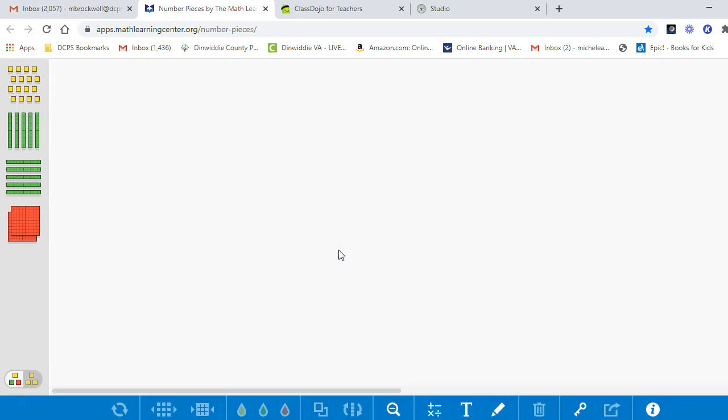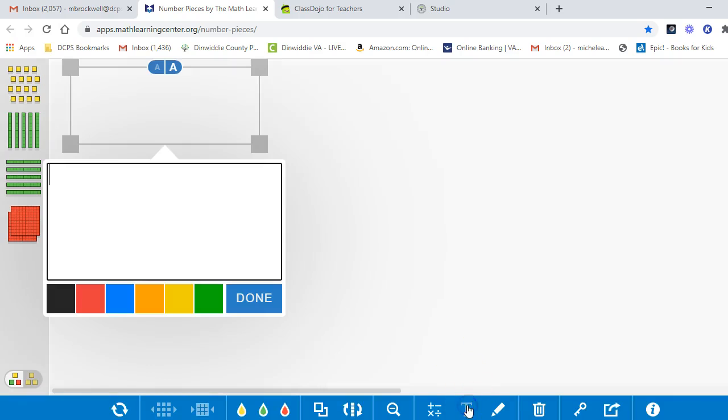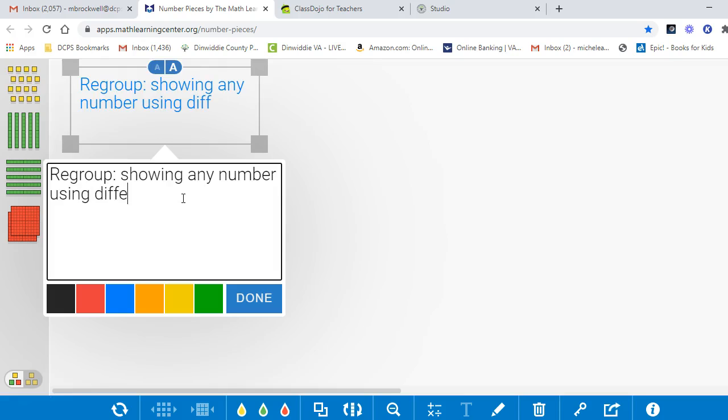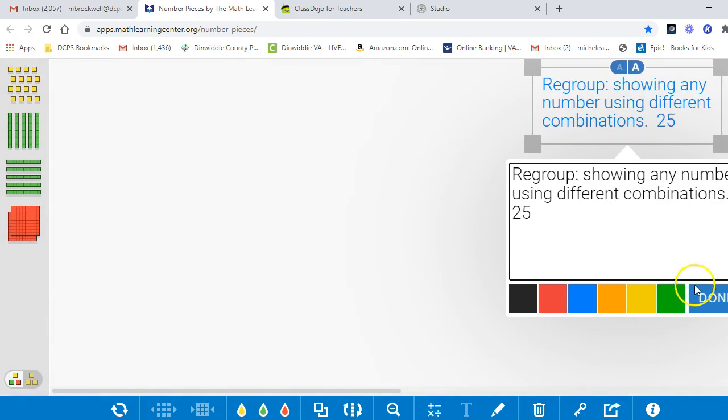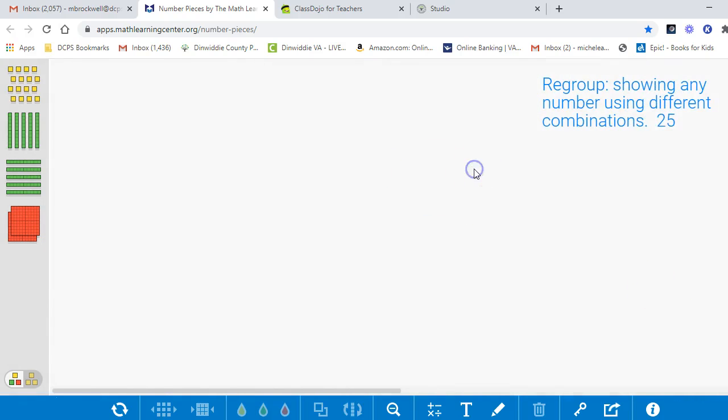Let's do a bigger example. I'm going to go back to our vocabulary word, regroup. I'm going to tell you again, it's showing any number using different combinations. Okay? And we're going to regroup this time. We're going to go with 25. All right? I'm going to move my vocabulary over to the side. Take that off the screen. Regroup. Showing any number using different combinations. All right?